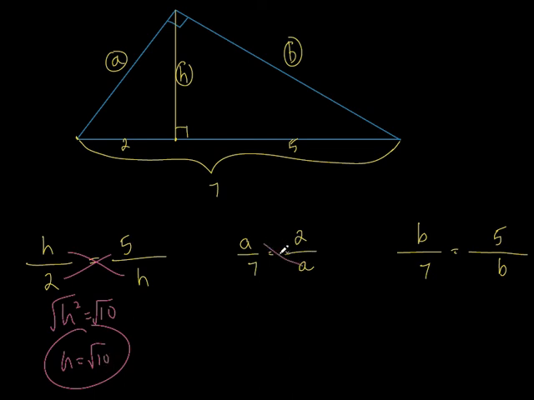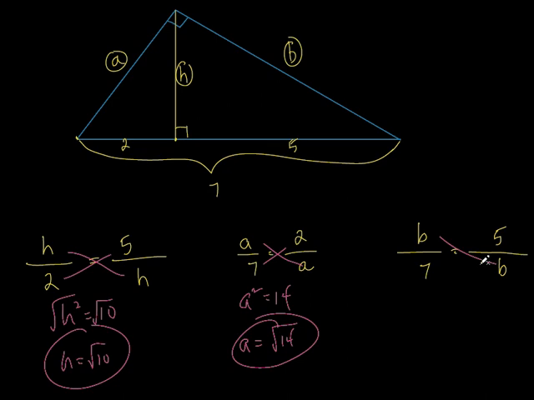Let's do this one. Let's cross multiply. A squared is equal to what? 14. So A is what? Square root of 14. That's right. And you just circle it. That's our answer right there. You can't do anything else with it. You could put it into a calculator if you really, really wanted to, but we're not going to.